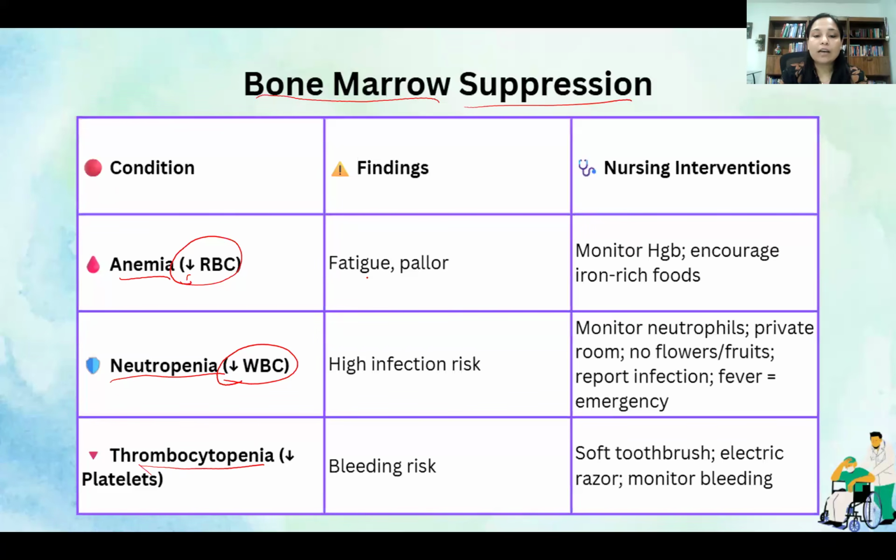A patient with anemia will have fatigue, pallor, tachycardia, shortness of breath, and chest pain. So you need to monitor hemoglobin all the time, and you have to advise the patient to take iron-rich food.